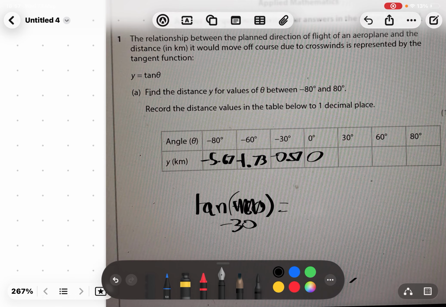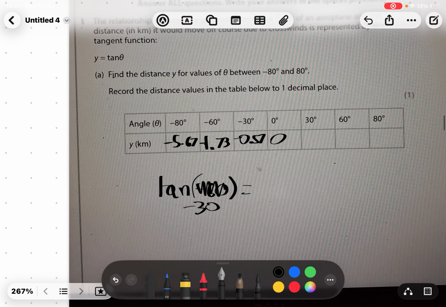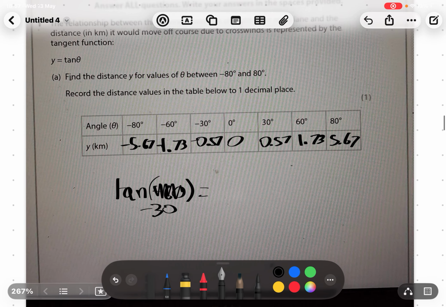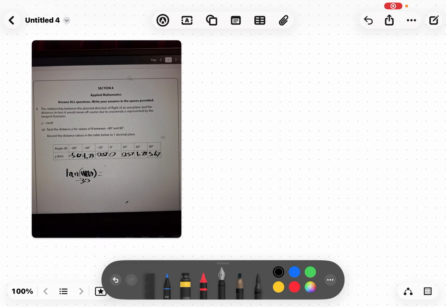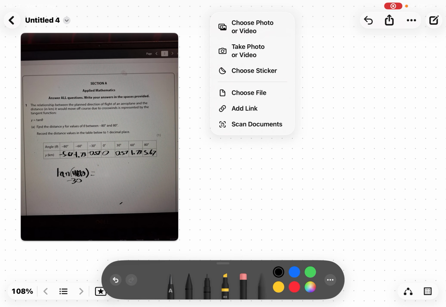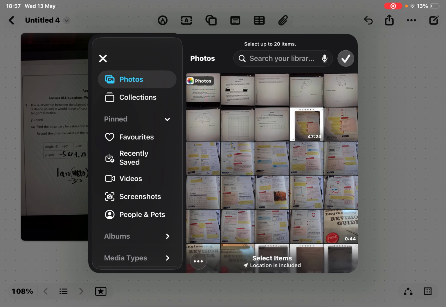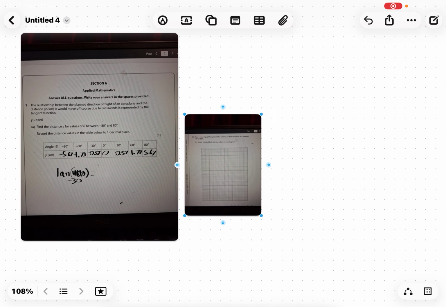After that, you could do it again just to double check, but guys, think smarter. They're exactly the same numbers. These are just negative, these are positive. So they're going to be exactly the same, but with a different sign. Positive 0.57, positive 1.73, and positive 5.67. So this is the answer to the first one. I'll keep it here for now because there's a part 2 to it, so over here.